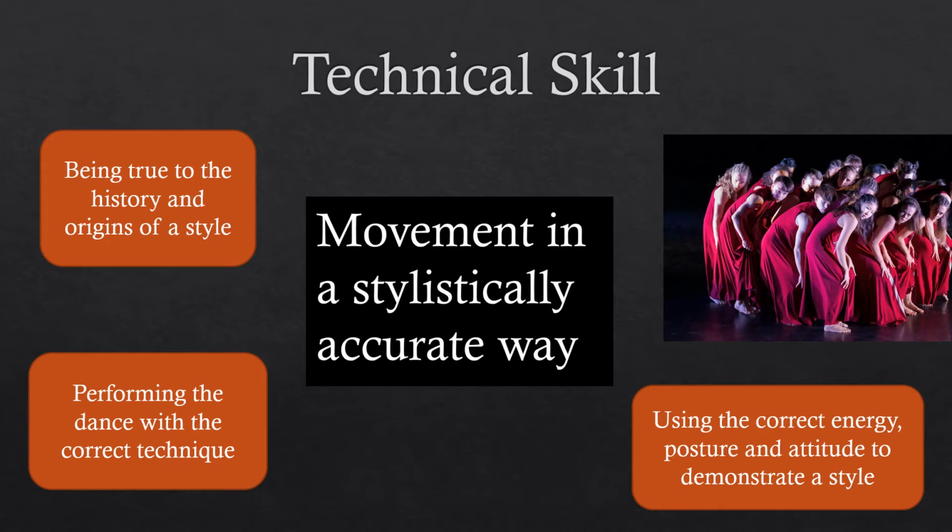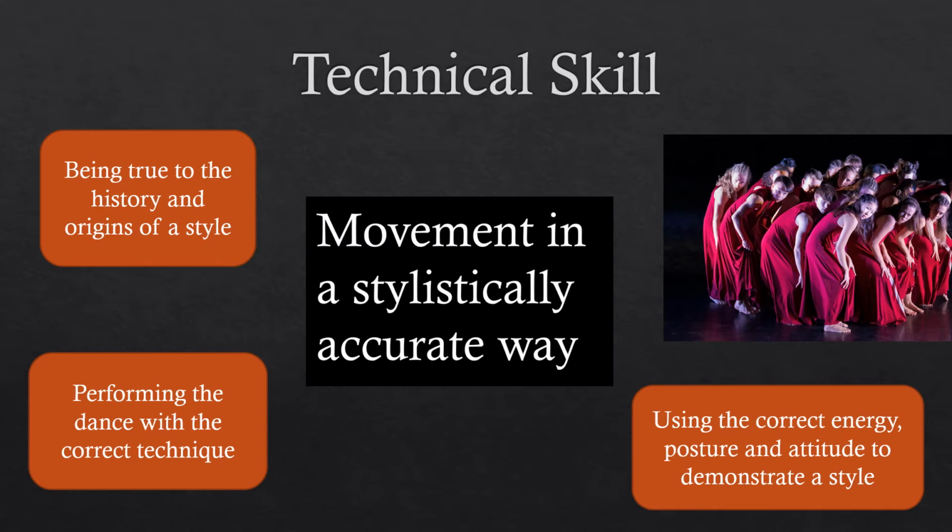Okay, so an interesting one. Movement in a stylistically accurate way does not actually have a definition on the AQA glossary. So there is no official definition, but we're going to try and define it and break it down and make sure we really understand what it means. So to be moving in a stylistically accurate way, in short, it is being accurate to the style. So being true to the history and to the origins of the style. Performing the dance with the correct technique that is learnt about within that style. And using the correct energy, posture, attitude to demonstrate that style.